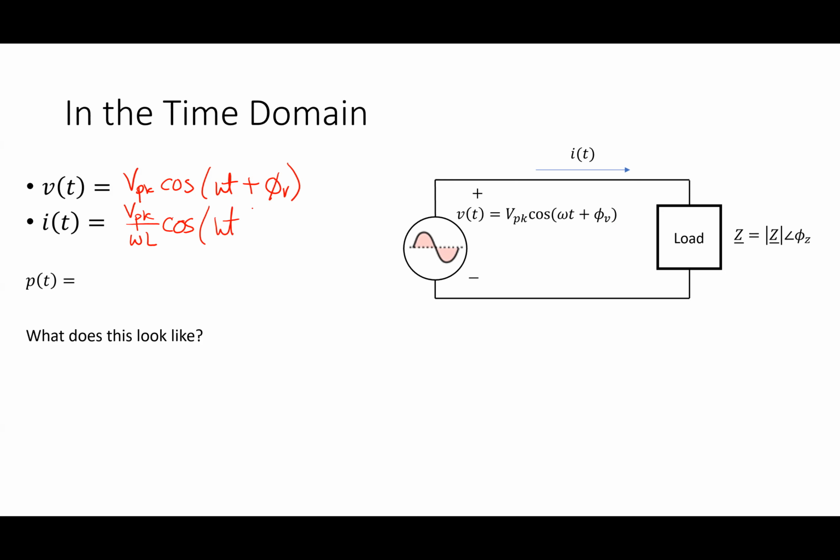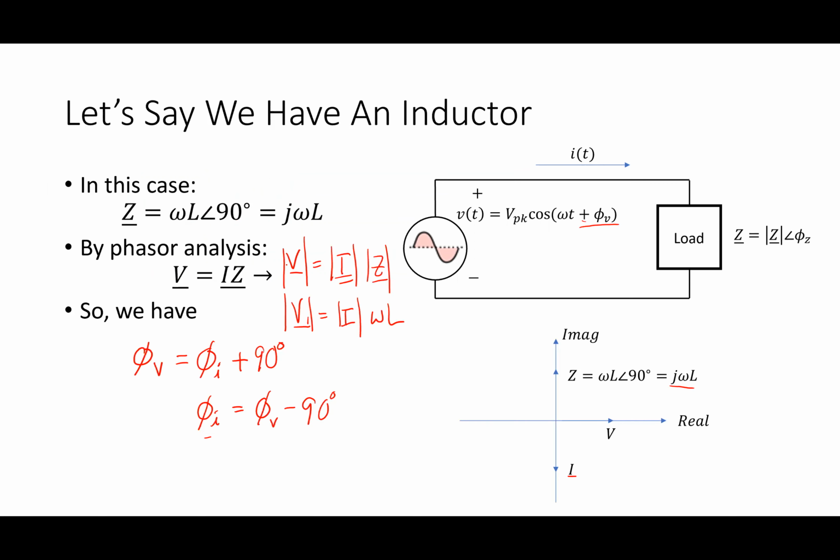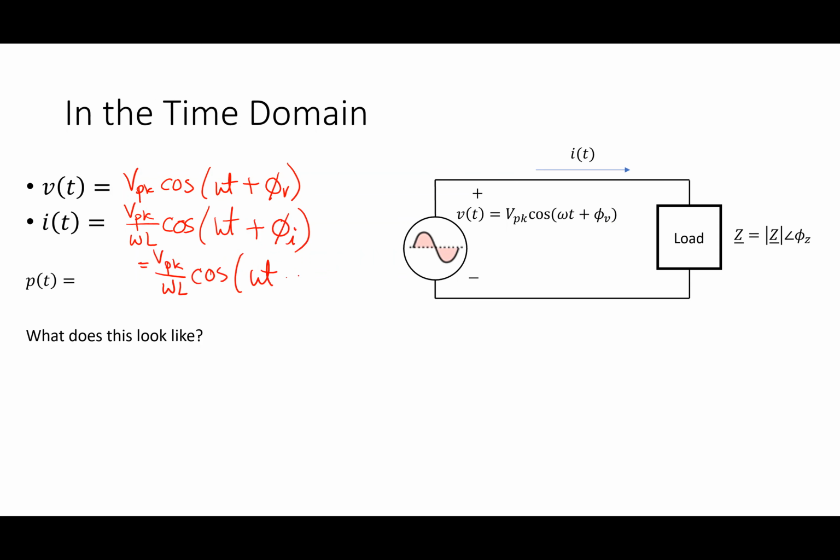What's the angle of this guy? Well, the angle would be whatever the angle of I is. So what would that be in terms of the voltage angle? If I plug this in, V peak over omega L cosine, we can get lost in the math, and I don't want to get lost in the math here. If I talk about phi I, we said phi I is 90 degrees lagging the voltage. So I'm going to say plus phi V minus 90 degrees.